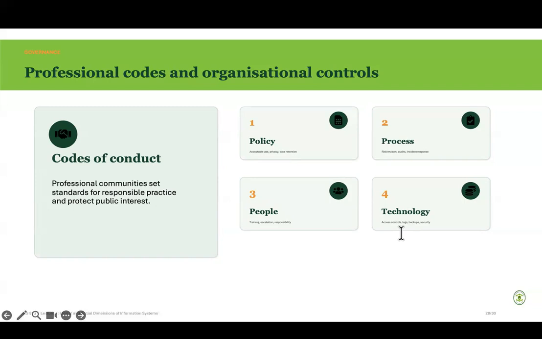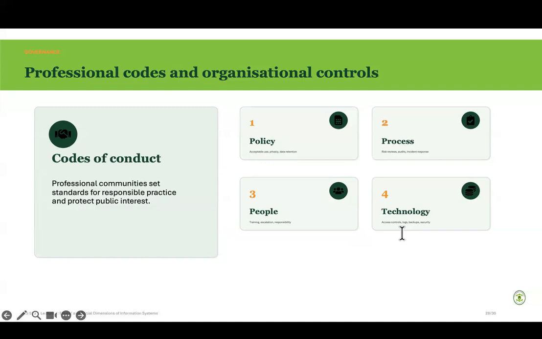There's also one critical thing. Anytime we are discussing issues regarding systems, we cannot forget about people. People includes training, providing people with clear responsibility and a channel for raising concerns. And then the last one, technology. Technology includes access controls, logins, backups, security tools, and all kinds of safeguards that we can use.